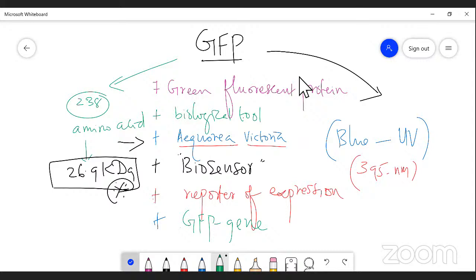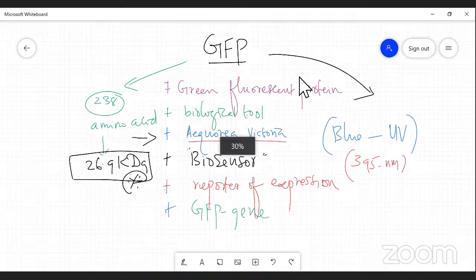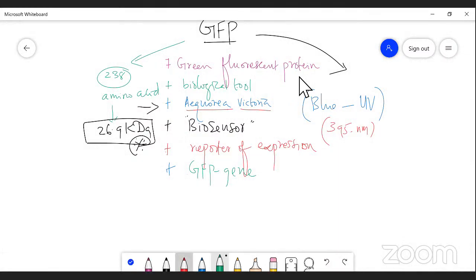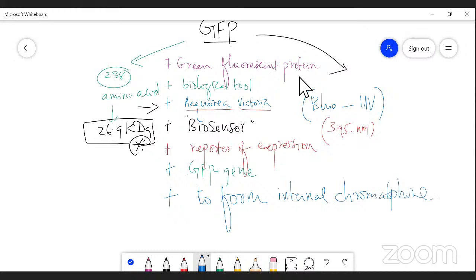In addition to that, it has the ability to form the internal chromatophore. Please understand, dear students, it has the ability to form an internal chromatophore. That's why it can be used as a reporter of expression, right? I repeat once again. This is a green fluorescent protein. It has the capacity to form an internal chromatophore in the cells of genetically modified organisms.